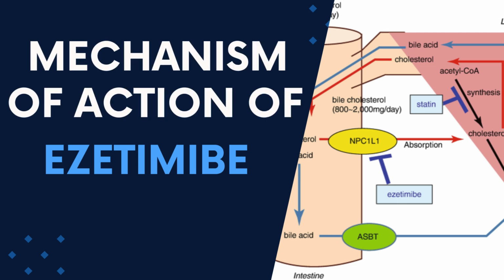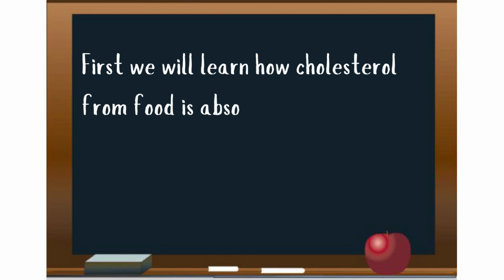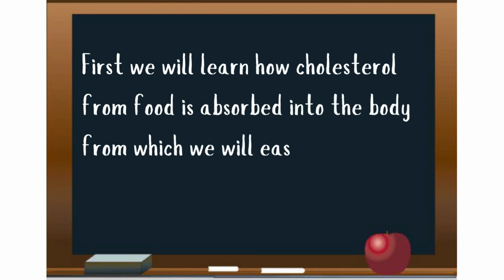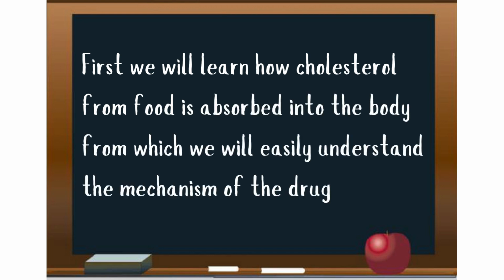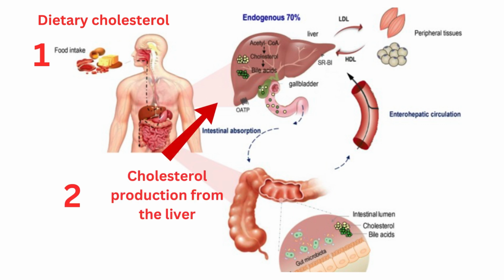Now we will go into the mechanism of ezetimibe. First we will learn how cholesterol from food is absorbed into the body, from which we will easily understand the mechanism of the drug. We need to understand that plasma cholesterol comes from two main sources. The first is the absorption of cholesterol from the diet, and we can regulate the amount of cholesterol in our diet. The second is produced by the liver and peripheral tissues, and we can hardly interfere with this process.